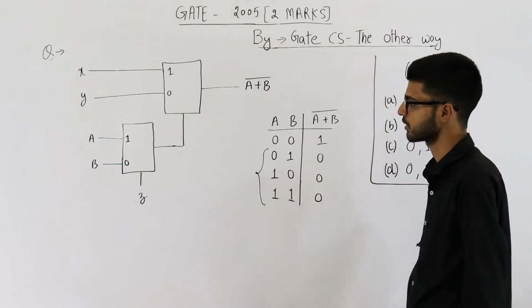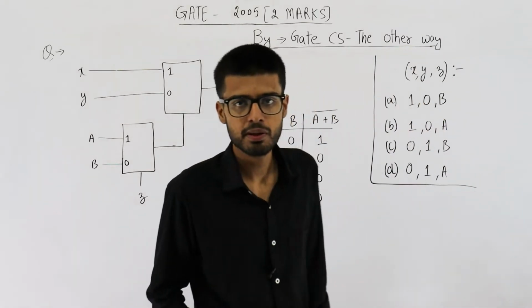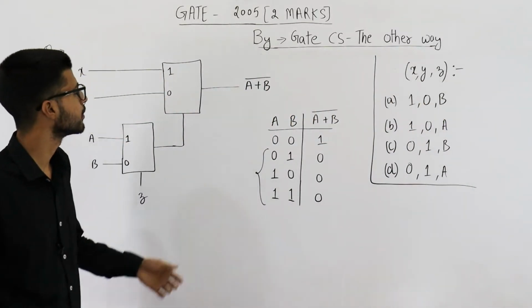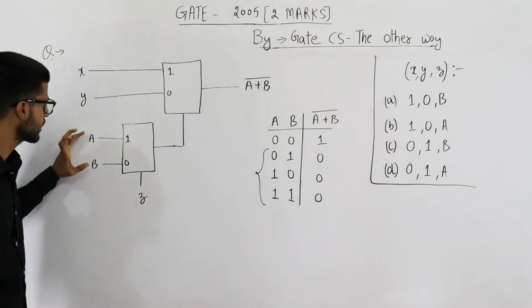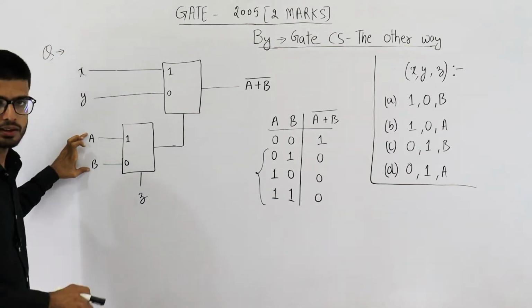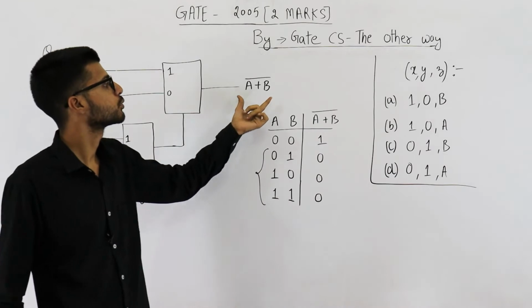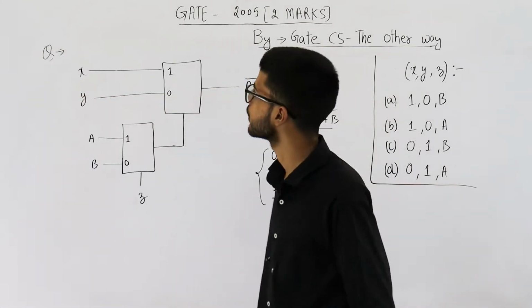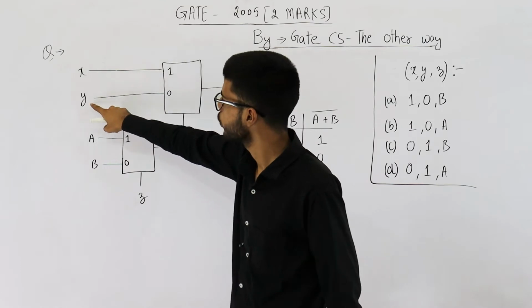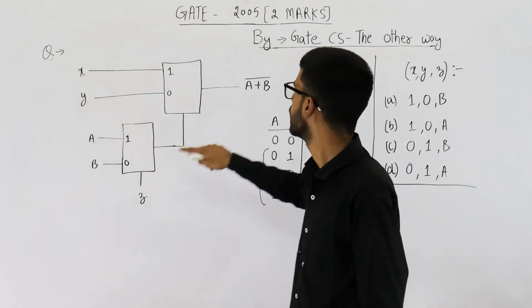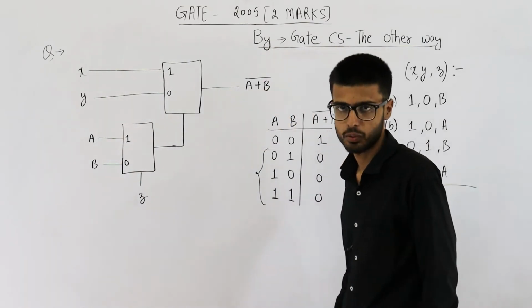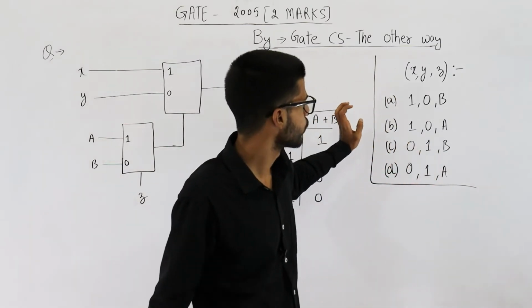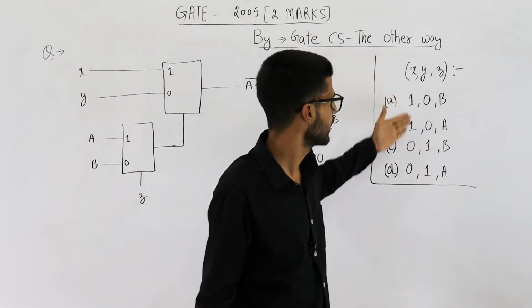It's also for 2 marks. They're trying to implement a NOR gate using multiplexers. So these are the inputs of the NOR gate that they're trying to implement, and the expected output is A NOR B. Okay, we need to determine what the values of X, Y and Z are such that we get A NOR B in the output. These are the 4 options. X, Y, Z can be any one of these.